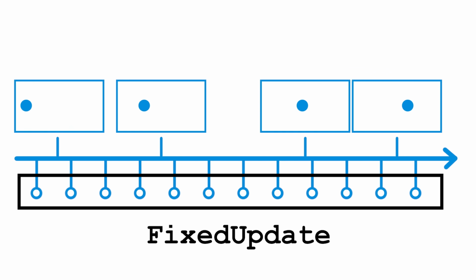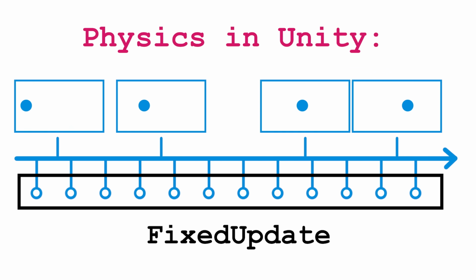But fixed update still has its place. For example, in Unity, anything physics related you usually want to put in the fixed update. That's because the physics engine is running in the fixed update as well. And that way your interactions with the physics engine are going to be more consistent and more reliable.